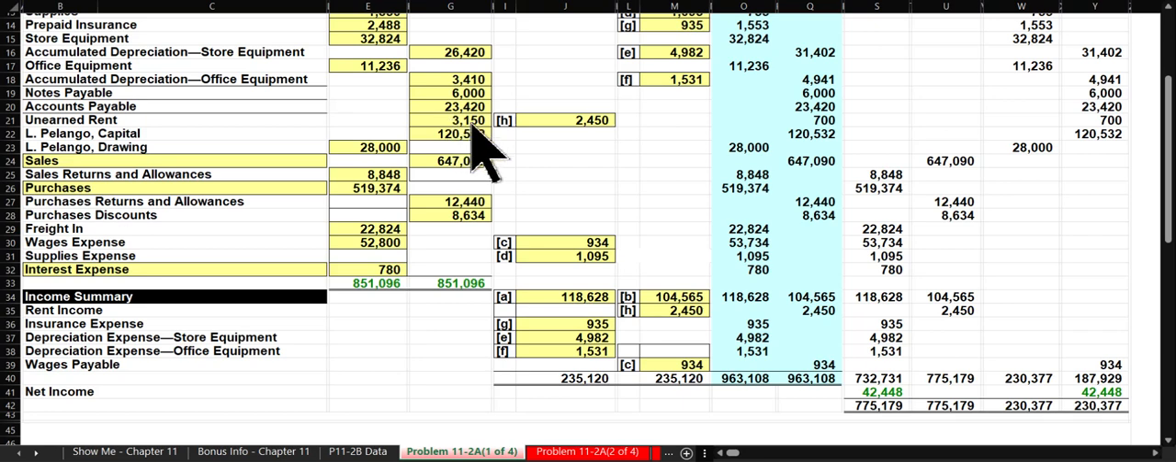This is unearned rent related to our receipt of rent. So most likely this business sublets, rents out a part of its facilities, and they earn rent as opposed to rent that they pay. They received a total of 3,150, and we are now being told that they have earned 2,450 of that amount. So we're going to decrease that liability by the amount earned, and we're going to record that as a revenue or income. And so here we have a rent income or rental income that is credited for the amount.